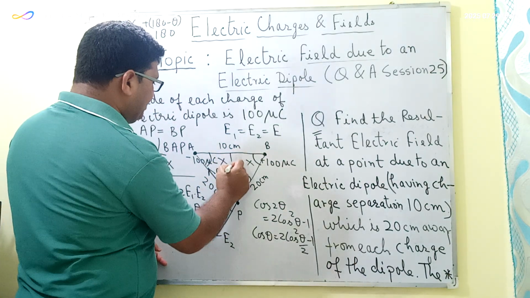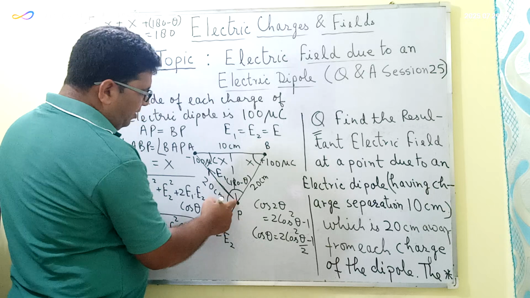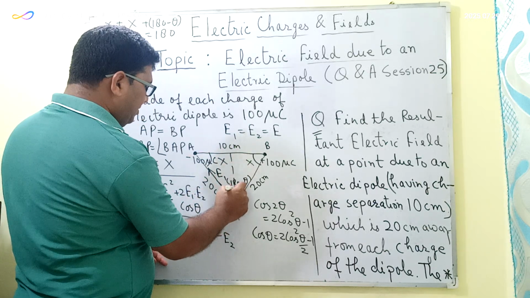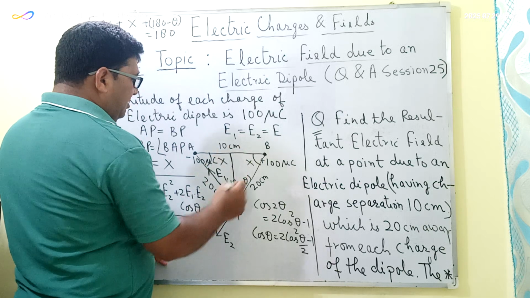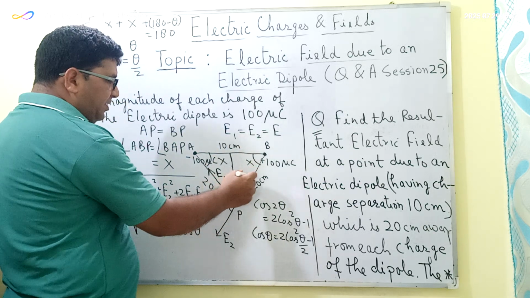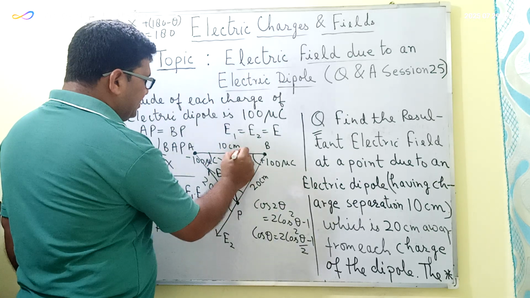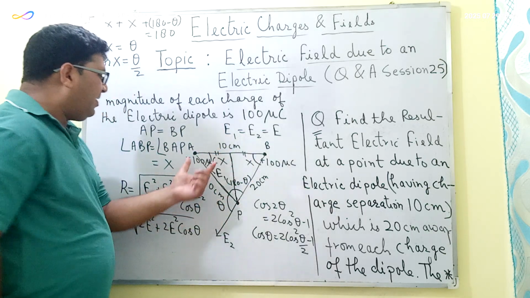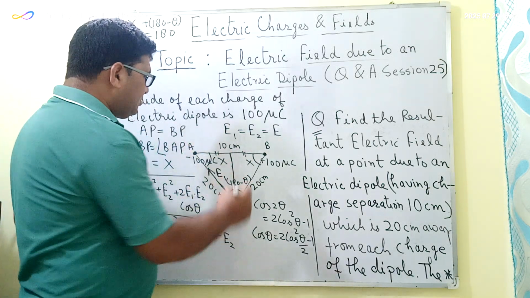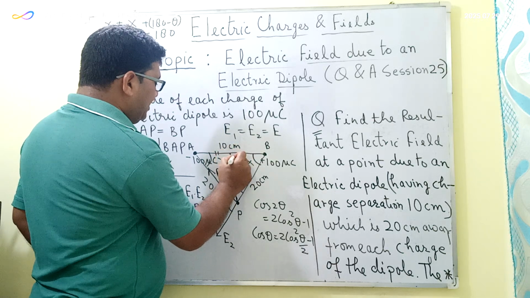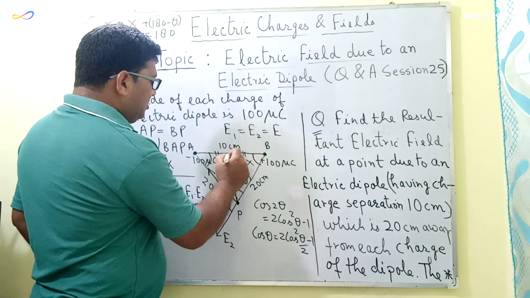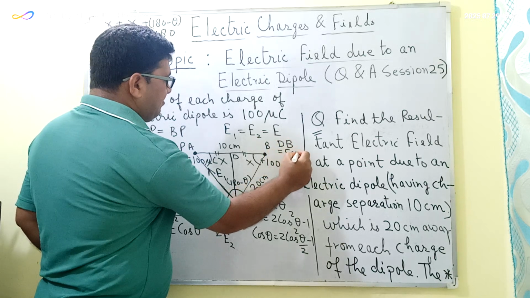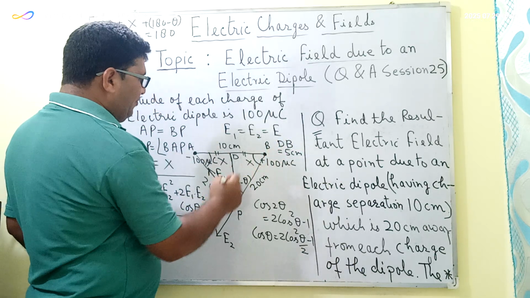From here, now I have drawn one perpendicular from P to this line AB. This is a perpendicular line. Now when I draw this perpendicular to the line AB, it will divide the line AB into two equal parts. Let us say this is the point D. So DB will be equal to 5 centimeter, and similarly AD will also be equal to 5 centimeter.